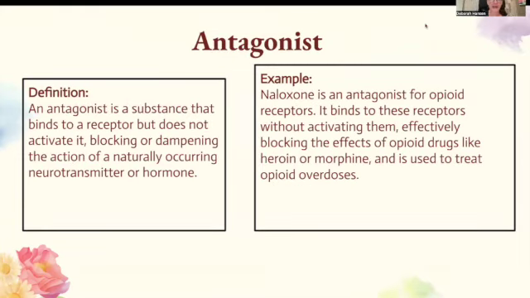Next one, antagonist, not to be mistaken with the antagonist that you study in literature class or English class. Here's the psychology definition of antagonist. An antagonist is a substance that binds to a receptor but does not activate it, blocking or dampening the action of a naturally occurring neurotransmitter or hormone. Here's an example. Naloxone is an antagonist for opioid receptors. It binds to these receptors without activating them, effectively blocking the effects of opioid drugs like heroin or morphine, and is used to treat opioid overdoses.